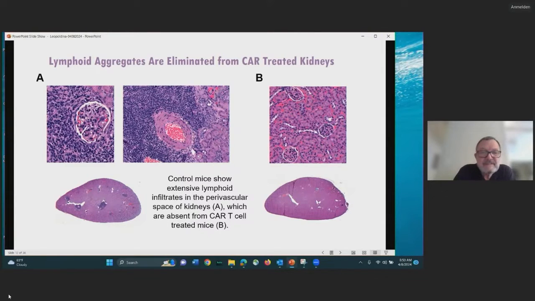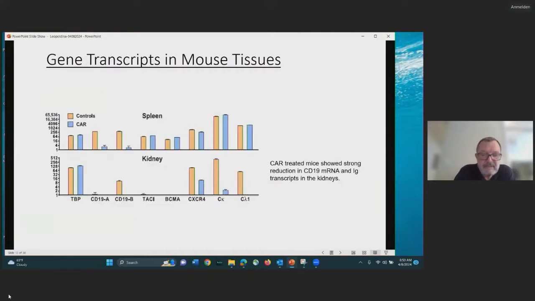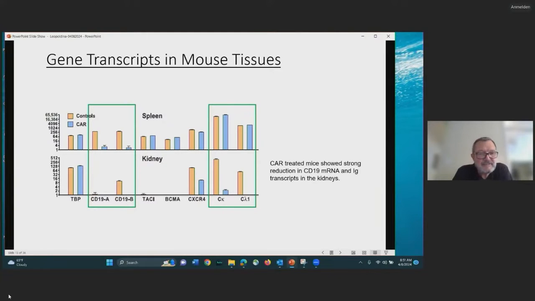Now, I hope this will also be confirmed by looking at the reverse transcription polymerase chain reaction data for various genes that we were measuring both in the spleen and the kidney. And here, I want you to focus on the kidneys, in which CD19 expression was basically back to background levels, as well as any expression of C kappa or C lambda. The Ig light chains were very low, if not at background level, in these mice.